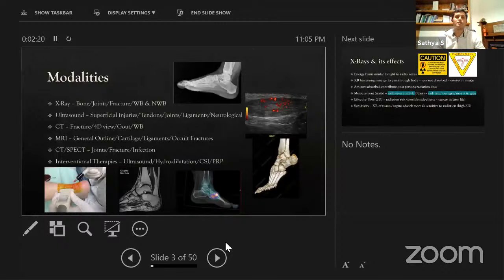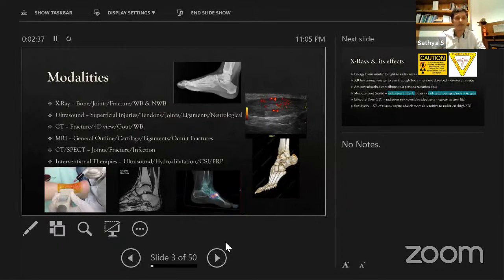stress fractures. Also, in a 4D view, we'll be able to look at the whole morphology of the foot and ankle. We can look at systemic illnesses like gout, and we can also perform weight-bearing CT, which I will explain further.